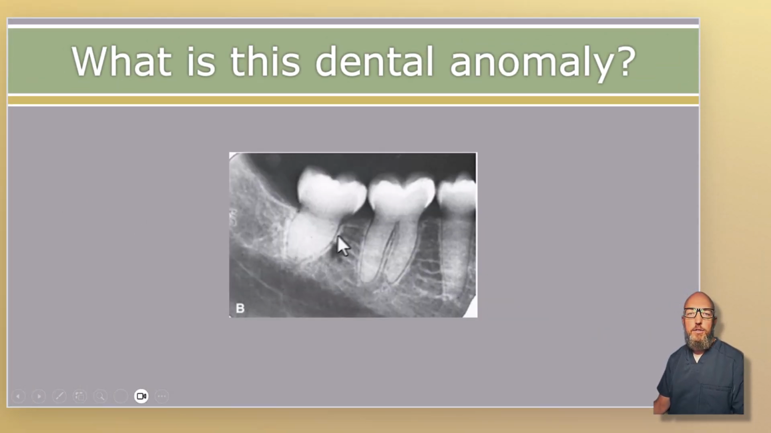All right, how about this? Immediately you see the constricted roots. You see the constricted cervical area of teeth, sometimes small thin roots, narrow roots, but the bulbous crown is really what tells you this is dentinogenesis imperfecta.